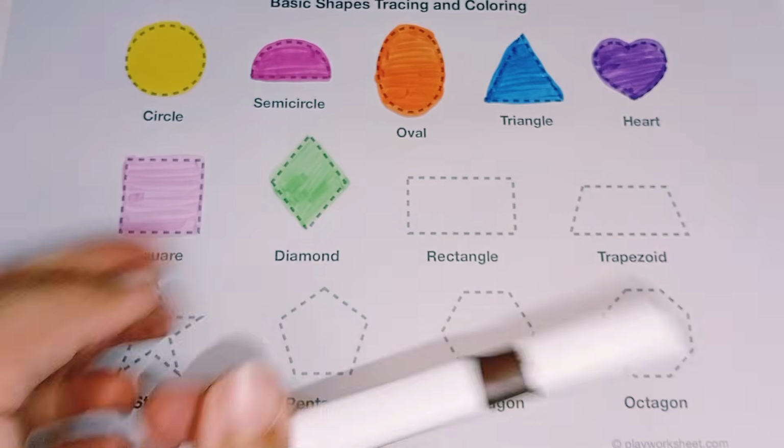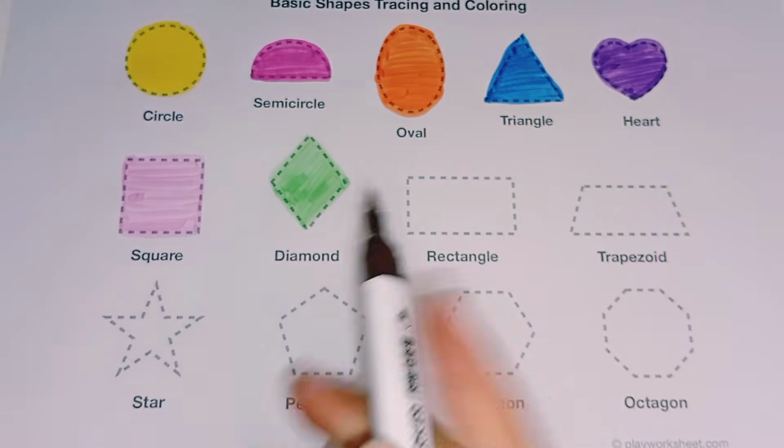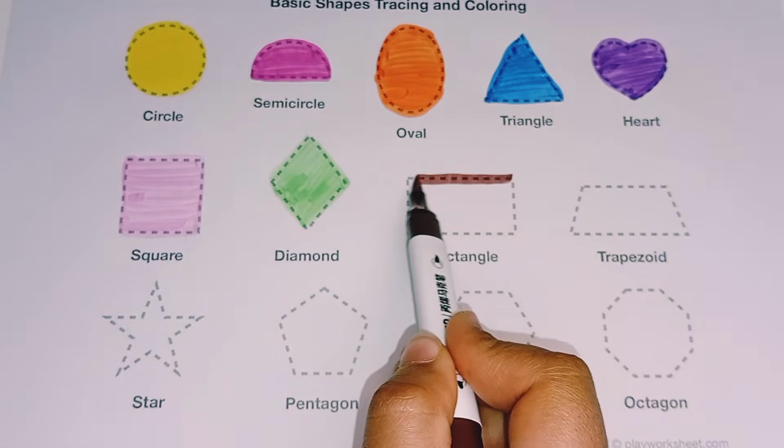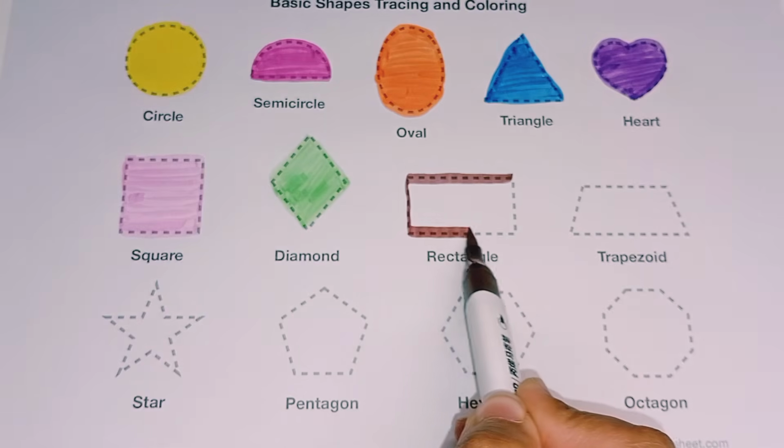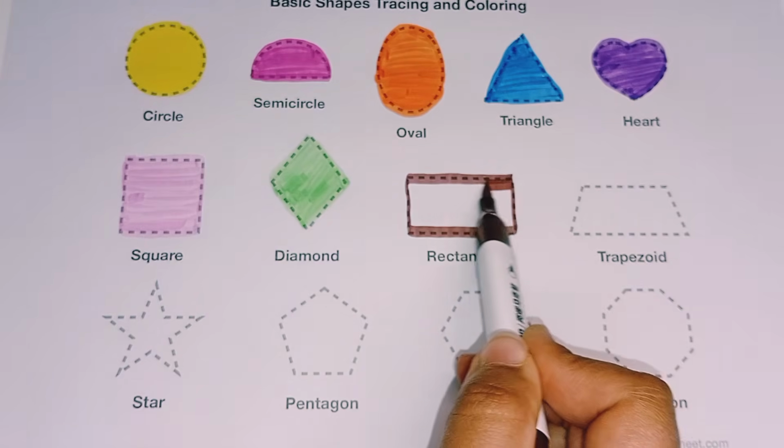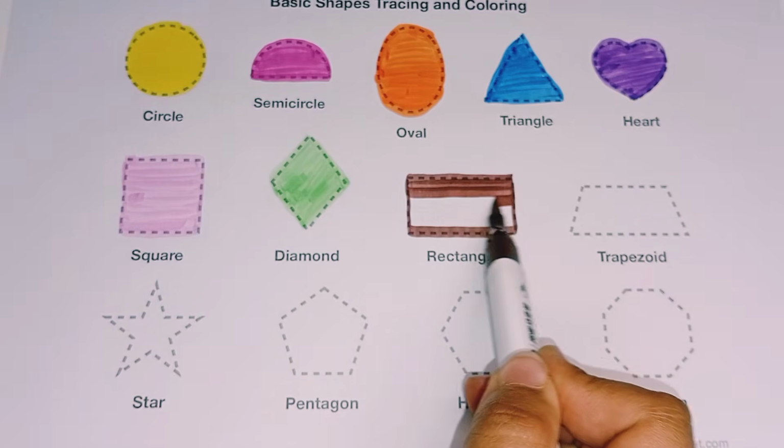Brown color. This is rectangle shape. Rectangle shape.